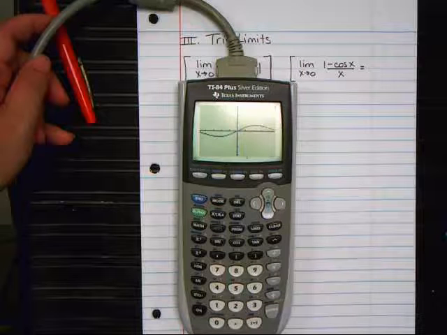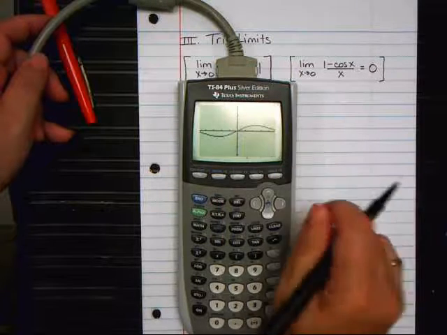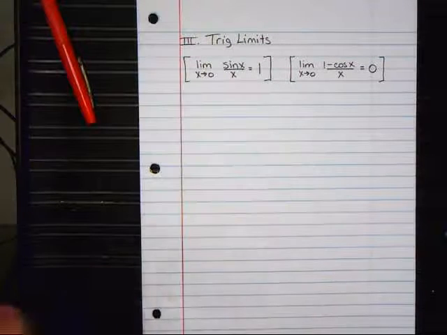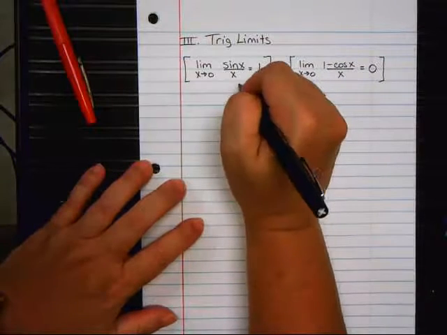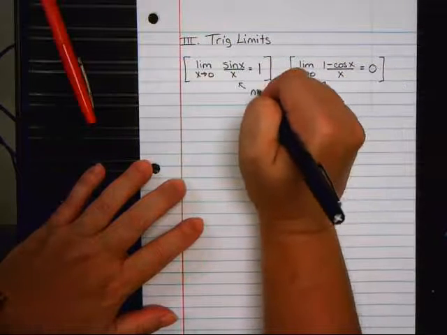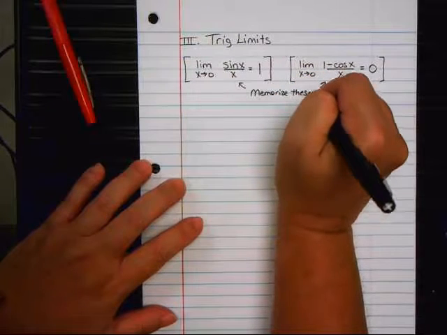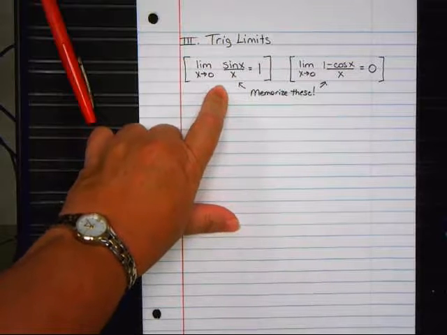Here goes this one. What does it look like the limit at 0 is? It looks like it's 0. And it is, because both sides are approaching 0 right there. But if you trace it, the y value doesn't exist there. So you need to memorize these two. For 99% of the homework, you're going to need the first one. That's the one I want you to memorize first: sine of x over x.